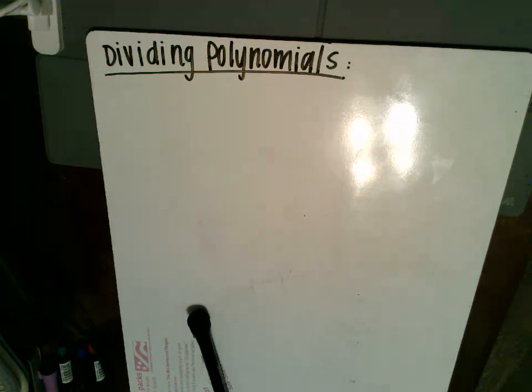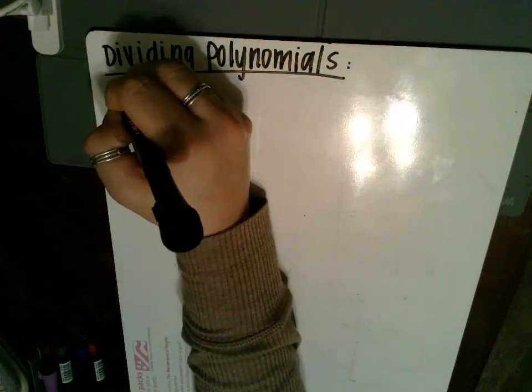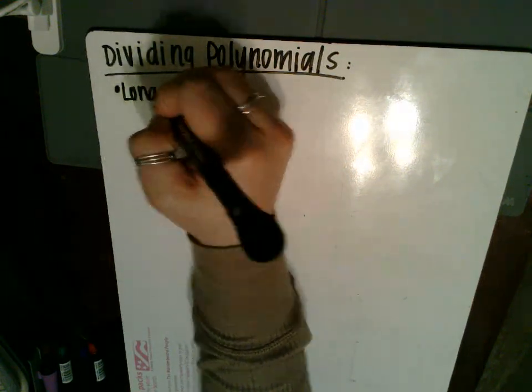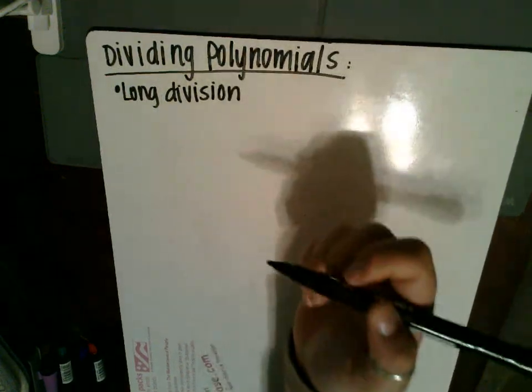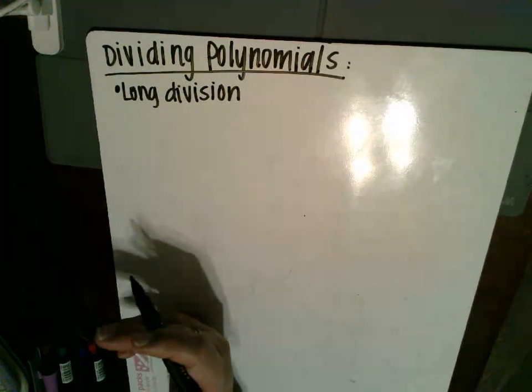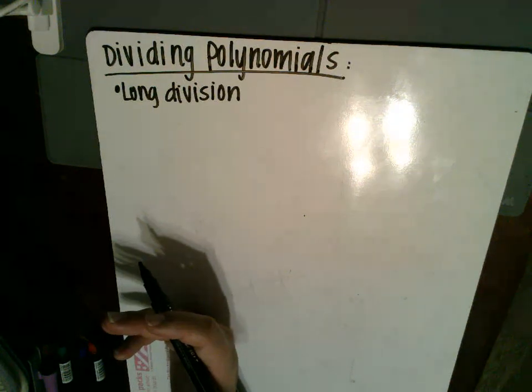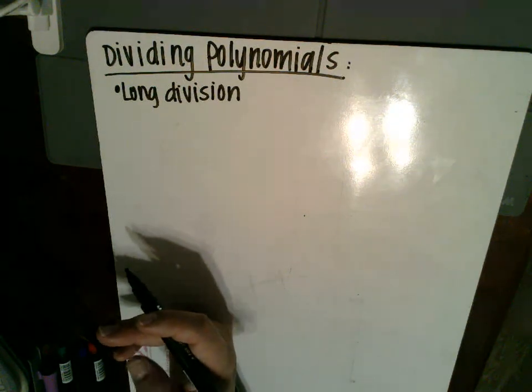There are going to be two strategies that we work on today. We're going to have long division of polynomials and then synthetic. So let's jump right into it. The first strategy we're going to talk about is long division. This goes back to how we used to do long division with just numbers, only the difference is now we're going to use polynomials.